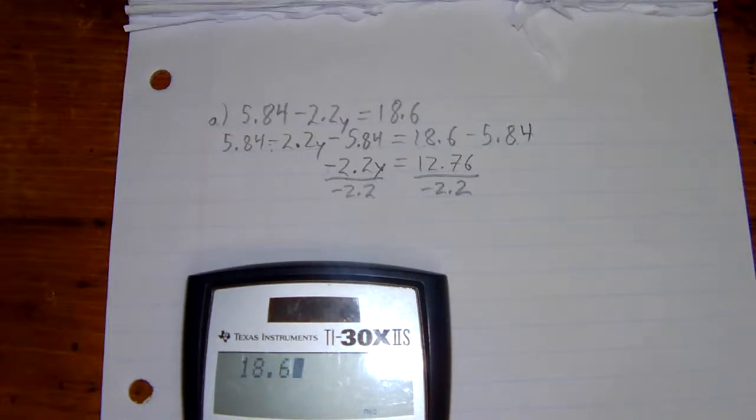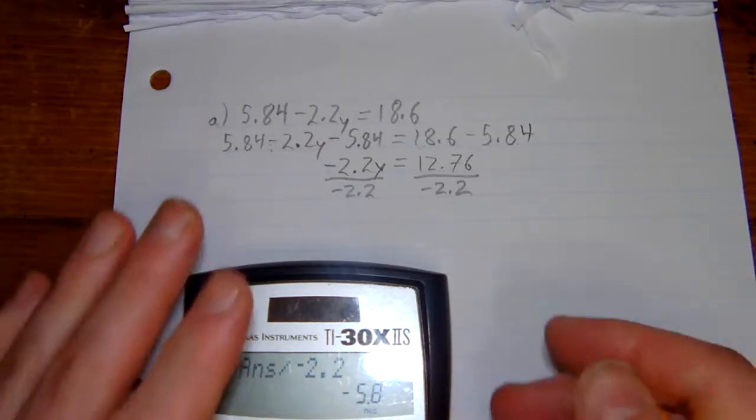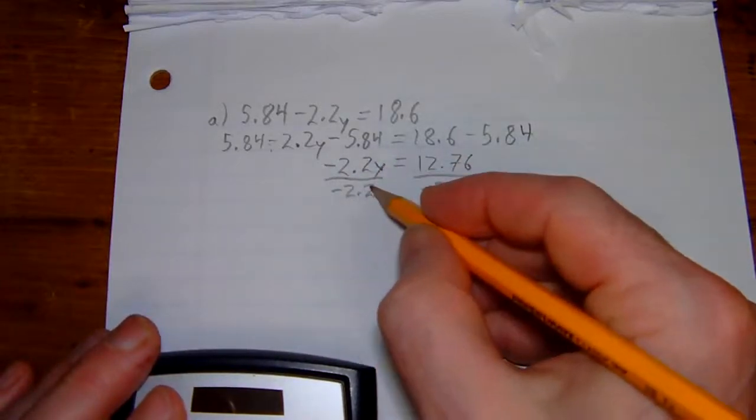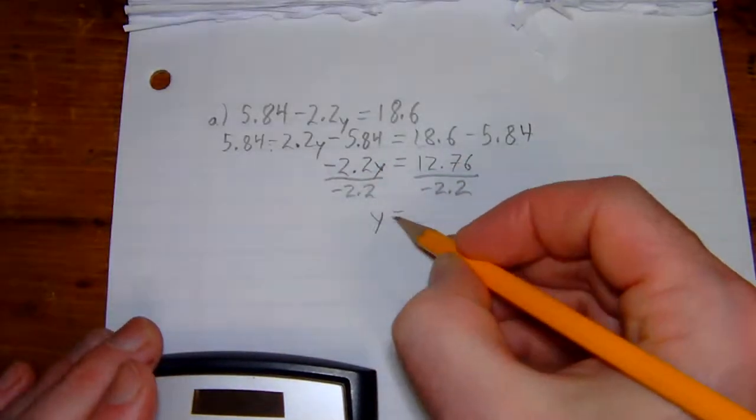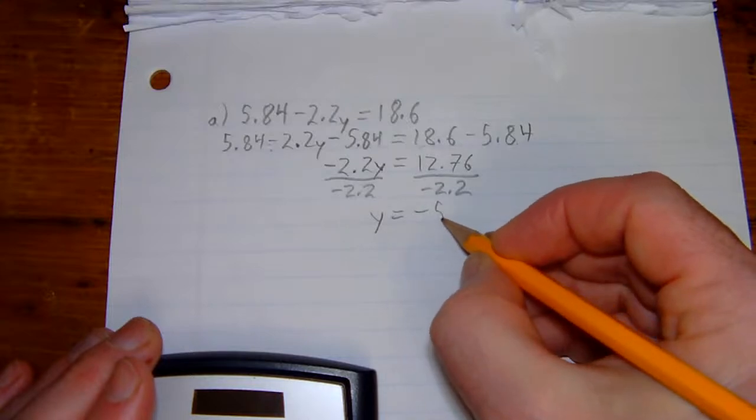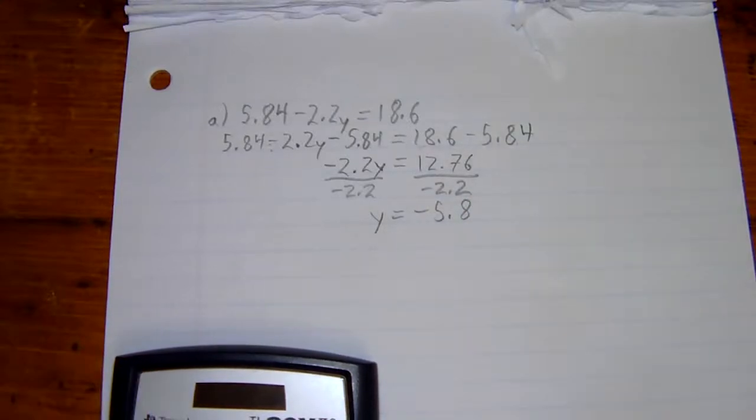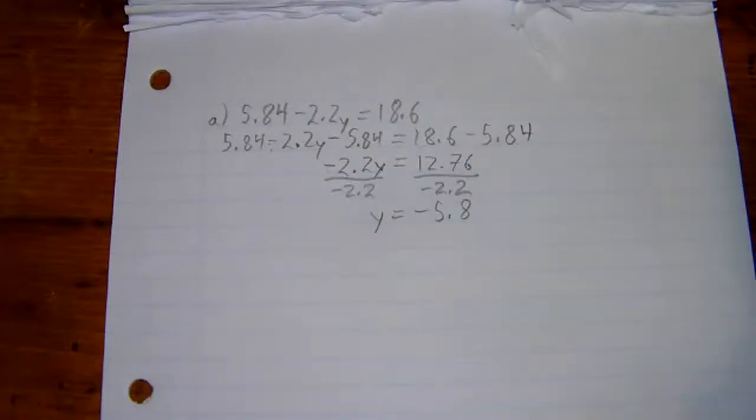So 18.6 minus 5.84, indeed 12.76, divided by negative 2.2 equals negative 5.8. So negative 2.2 divided by itself is 1. 1 times y is y. And so we have y equals negative 5.8. So you can see there's nothing new there. It's exactly like the other equations we were solving, except that the numbers are decimals.